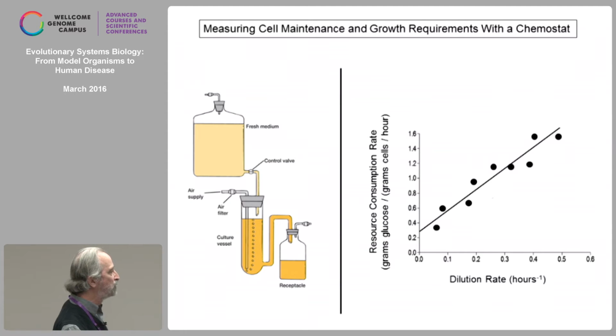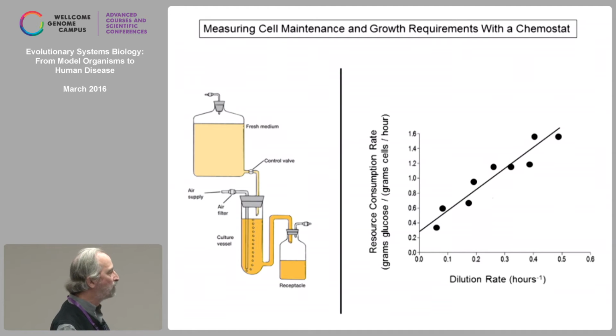And the way this works, your bugs are growing in here in this sterile media. They're being fed from here and consuming resources, and they reach a steady state density, and the growth rate of the cell has to equal the flow rate of the chemostat. And so what you can do then is grow your bugs at various different flow rates, different dilution rates. Those are different growth rates.